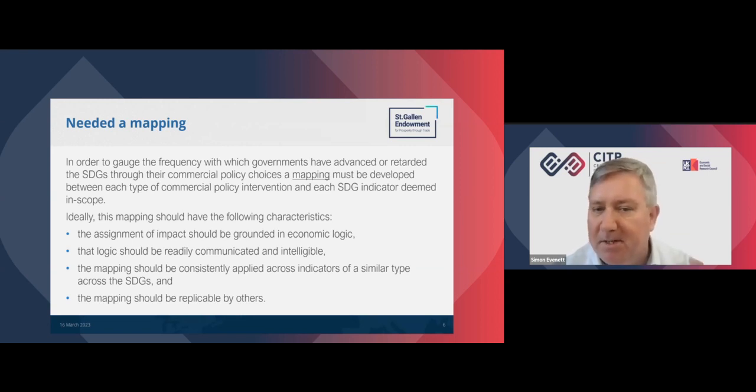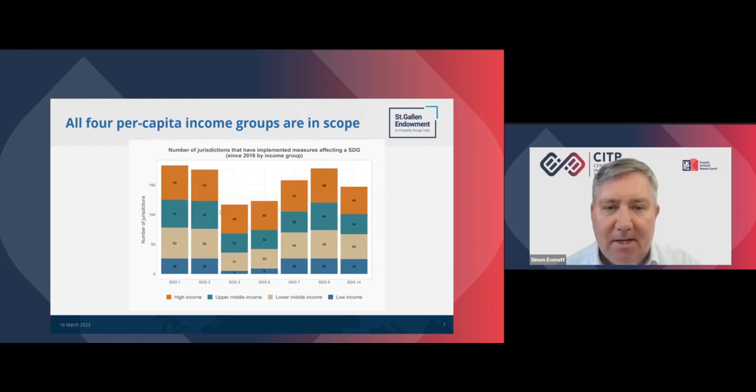We list here a whole series of features of the mapping. We should have a mapping which is based in economic logic. It should be easily communicated and intelligible. We chose the one which everyone has heard of. And we must apply the mapping consistently across indicators of a similar type. And of course, with coding these days, that is absolutely possible. And the mapping has to be one which is replicable by others. So we put together essentially a mapping that links SDG indicators to commercial policy interventions. And we then took our global database and looked at as much data as we could from all countries in the world to see how much information we had on SDG attainment.